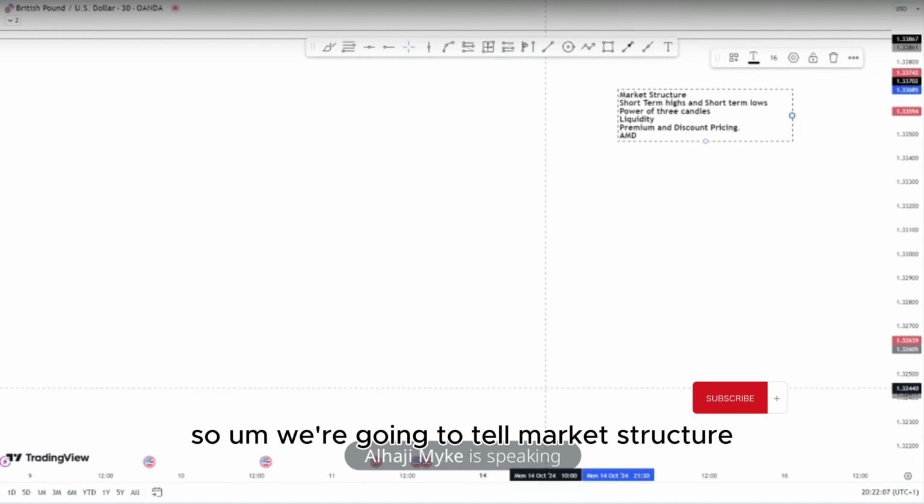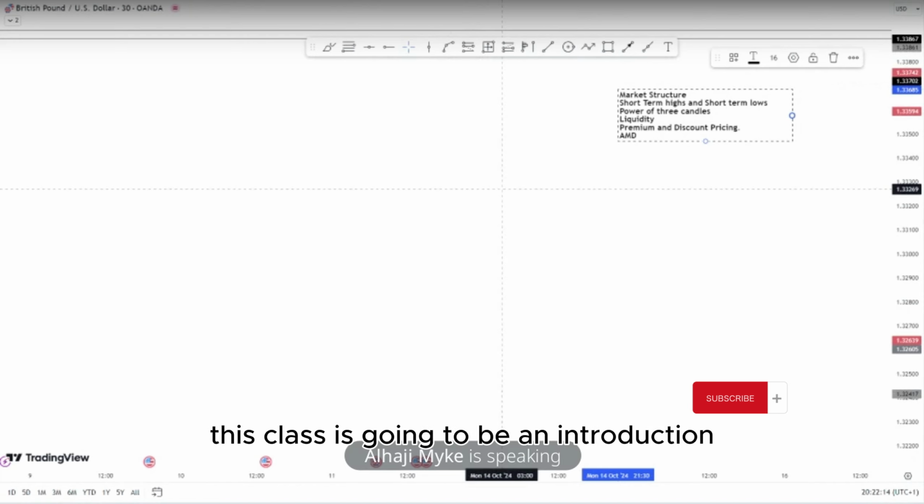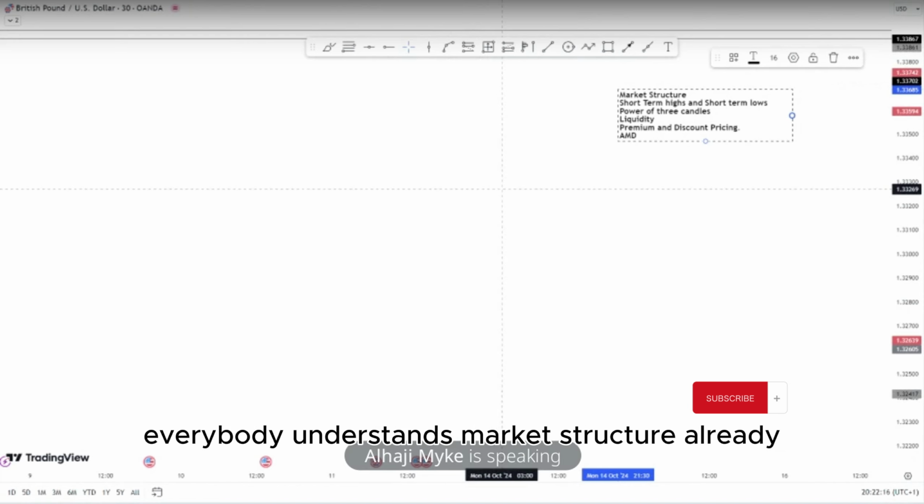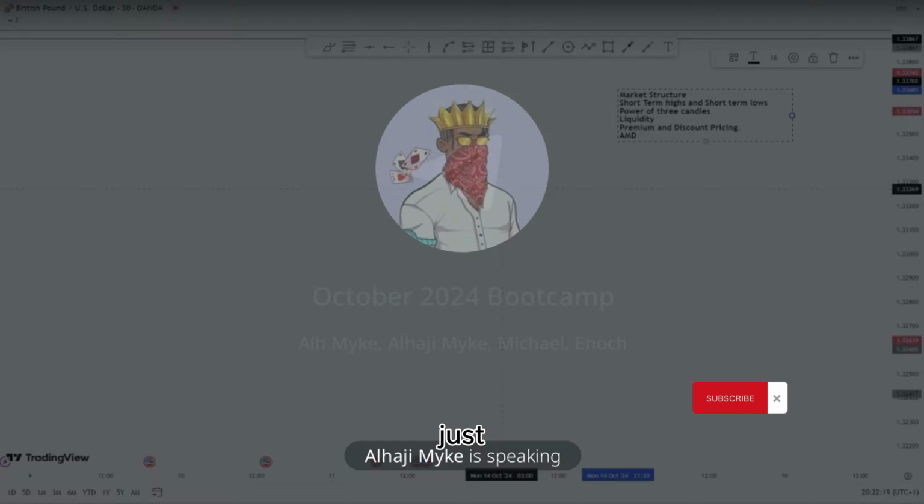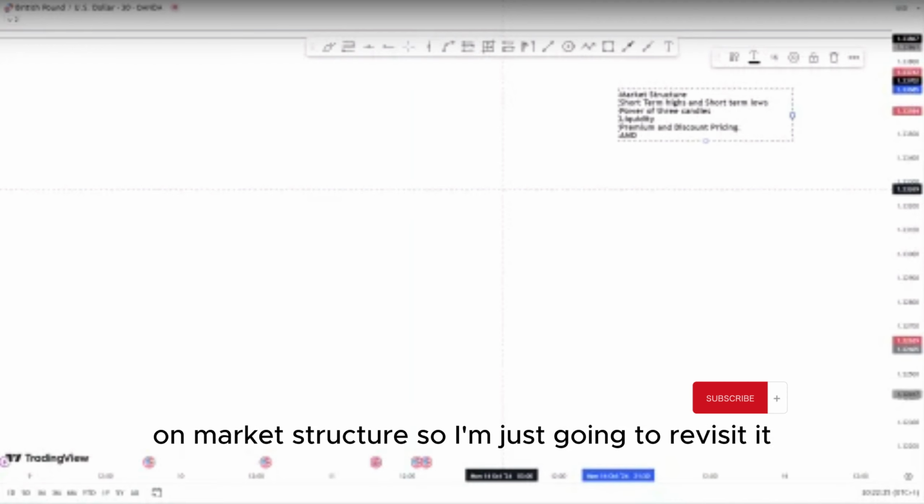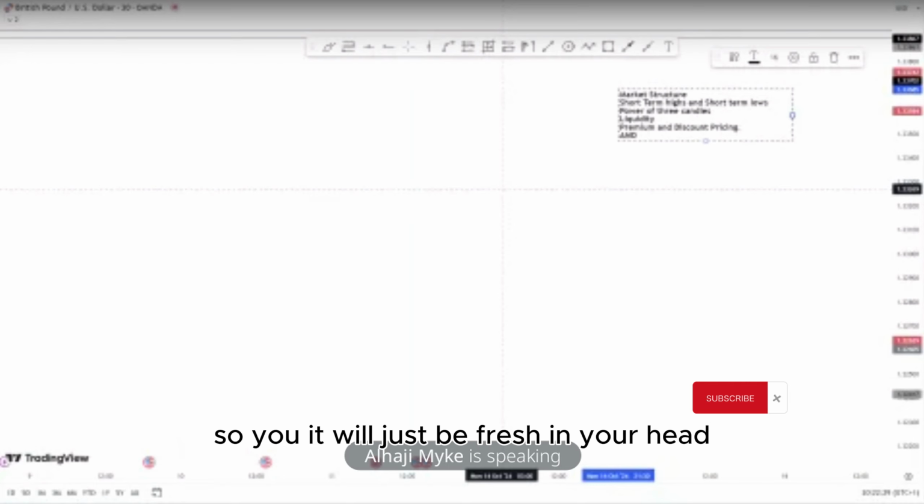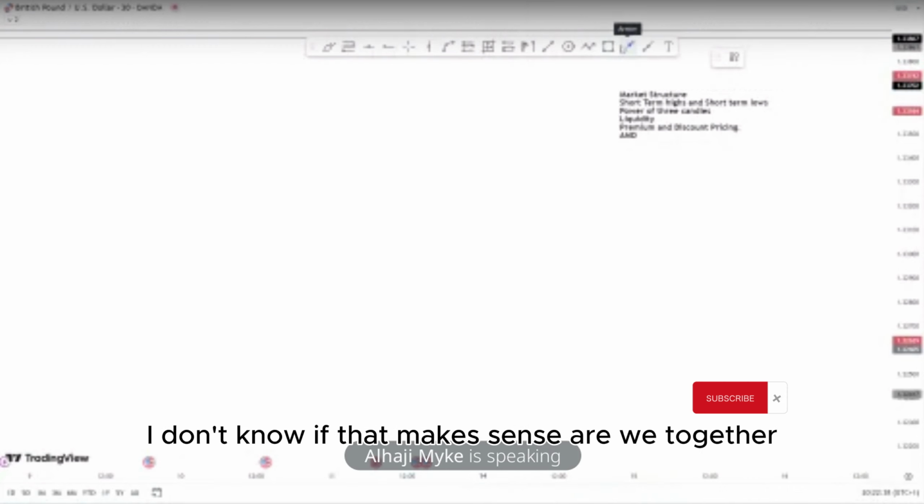We're going to start on market structure, because today's class is going to be an introduction. Basically everybody understands market structure already, but today I'm just going to revisit it, because everything here is going to be building on market structure. It will be fresh in your head, and probably if your tutor left out something when they taught you about market structure, this might make a difference for you.